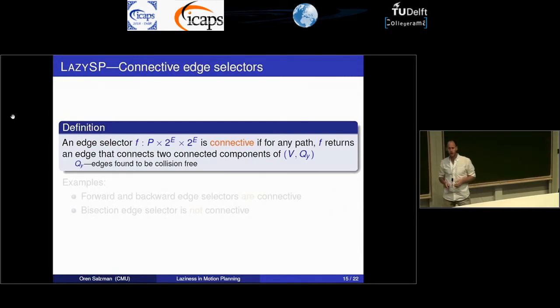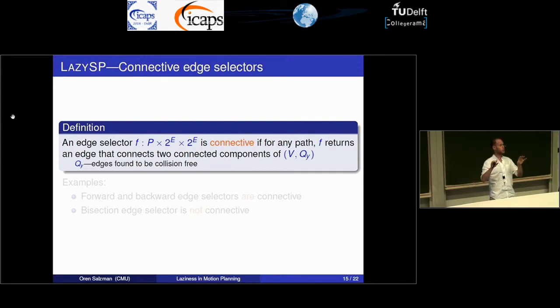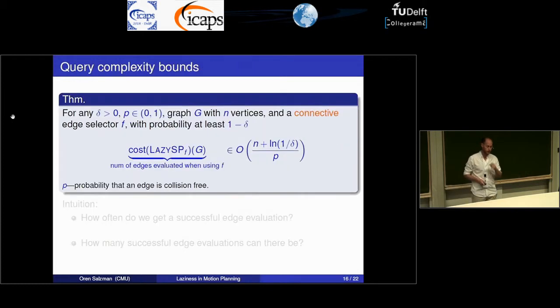What I'm going to use in this talk is a specific property of edge selectors, which is called connective. A connective edge selector is one that connects two connected components of the graph induced by the set of vertices and the set of queried edges that are collision-free. Wow, I'm running very late. So a forward edge selector is connective, a bisection edge selector is not connective. And this is the main technical result that I'm going to show you.